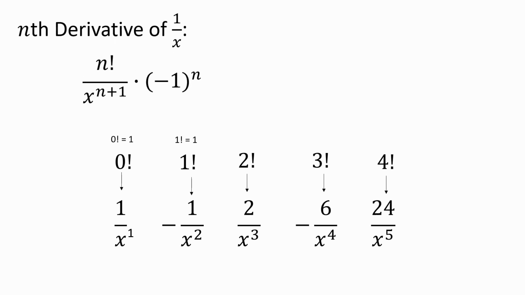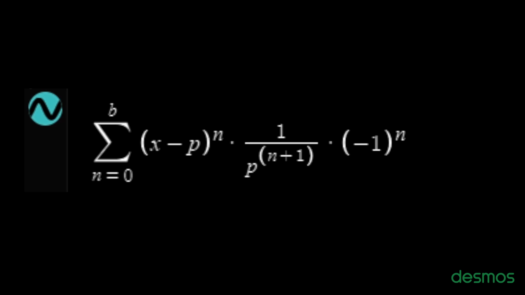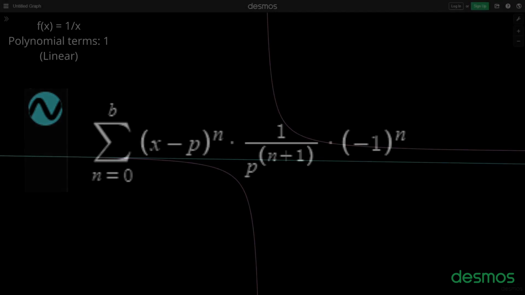N factorial divided by x to the power of n plus 1, all times -1 raised to a power of n. If we plug this into our Taylor series, not only do we get some unexpected cancellation with the factorials, but this one is my favorite so far.